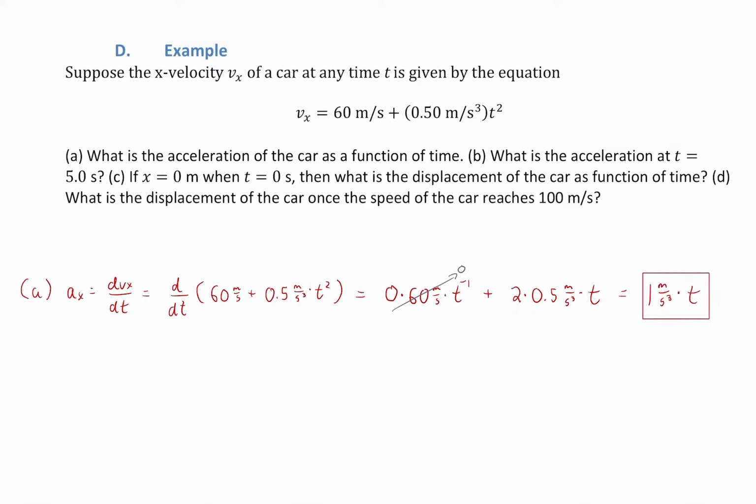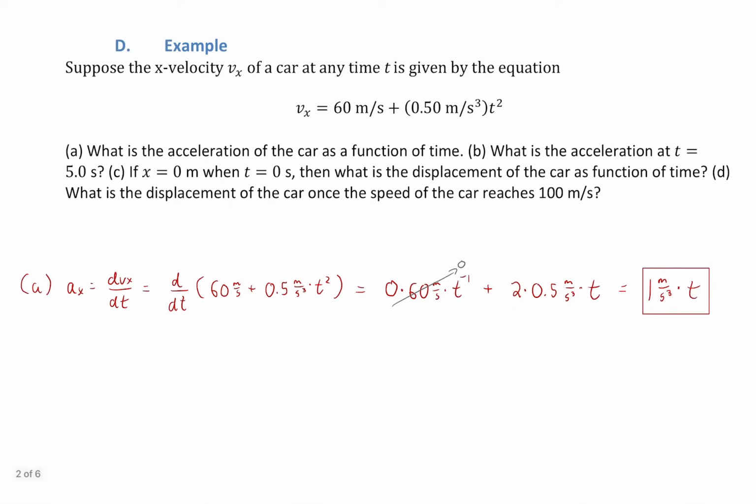That means our acceleration just becomes 1 meter per second cubed times t. This is the coefficient. This would be the correct units of that coefficient, because if we multiply by seconds, then we'd have a second up here canceling off one of the seconds below, which will give us a second squared in the denominator, which is the units we need for acceleration, meters per second squared.